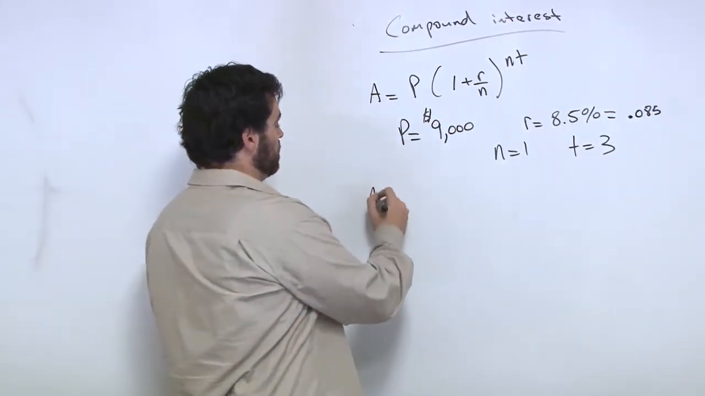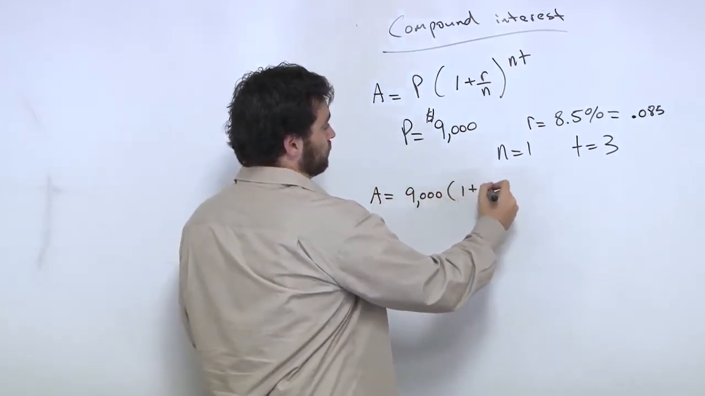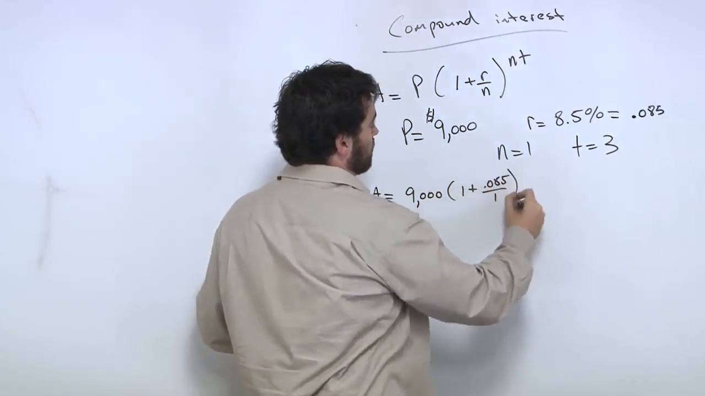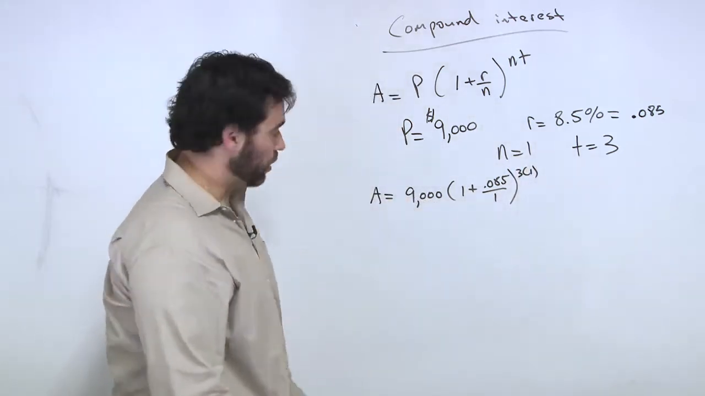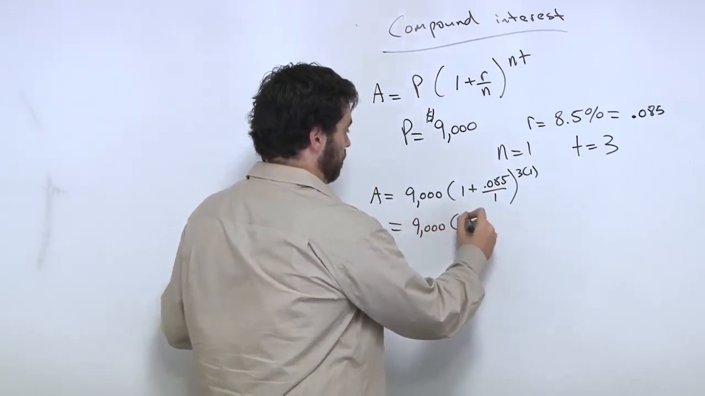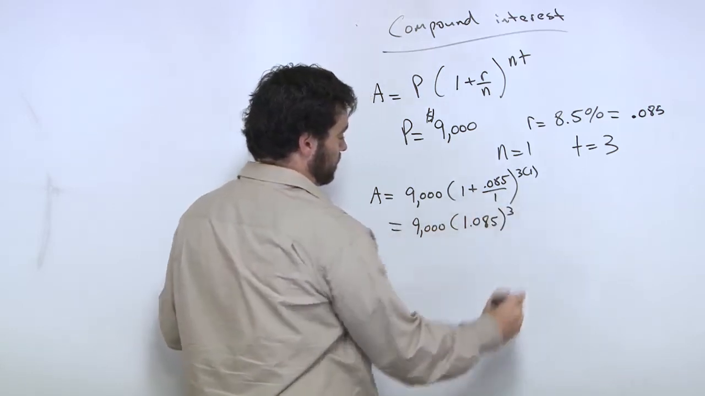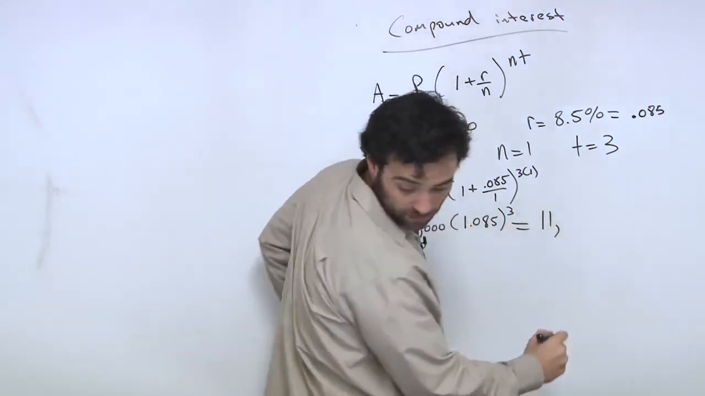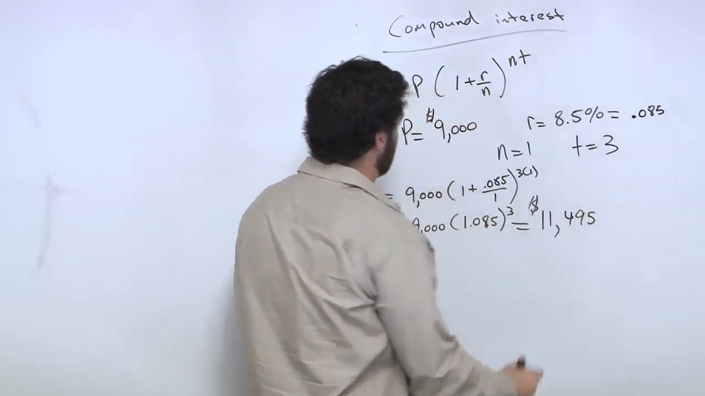All right, so let's just plug it in and see what we get. N is 1, so that doesn't make a difference, and 3 times 1. So working this out, I get 9,000 times 1.085 raised to 3. And it turns out after 3 years, you've paid back $11,495 from a $9,000 loan.